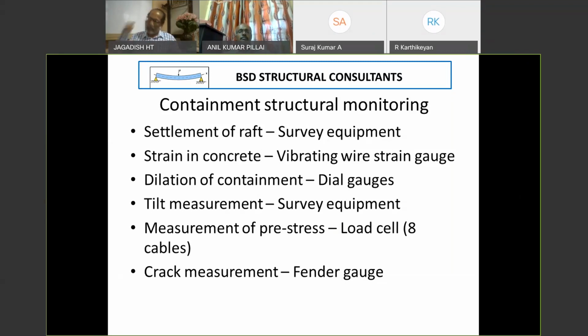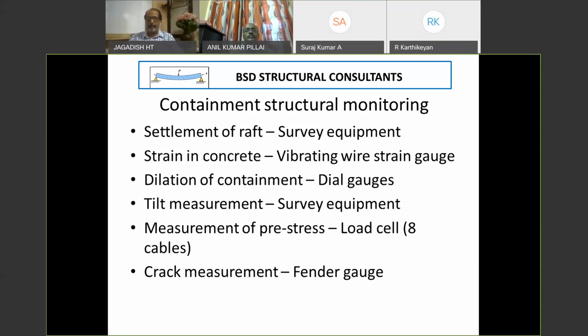That means we pump air into the reactor building till we reach 1.84. Now, mind you, here we don't bother about leakage of air during this test, because that test is already completed at a lower pressure of 0.8. At 1.84, certainly leakage may happen. We're not bothered about that. But we are concerned about the reactor building or containment integrity test. So settlement of raft is one. Use simple survey equipment.